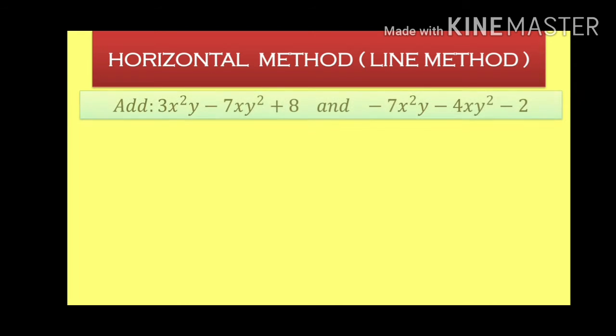So let's start with the horizontal method or the line method. Suppose we have a question like this. Add 3x square y minus 7xy squared plus 8 and minus 7x square y minus 4xy squared minus 2.